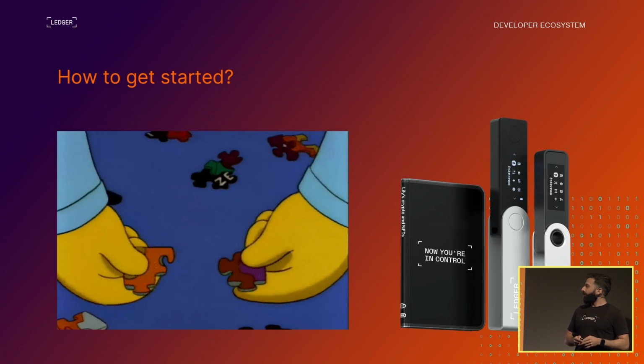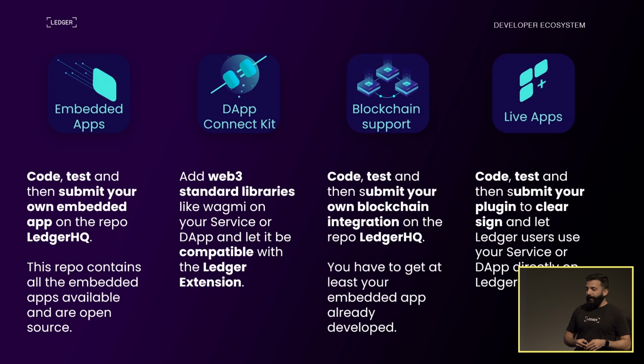So how to get started? These are the 4 types of integration I described earlier. Many people don't know, but all our repos are open. So for example, for the embedded app integration, you can have a look at the repo of all the applications that are already integrated at Ledger. You can see how it is built and how to work for your personal app.